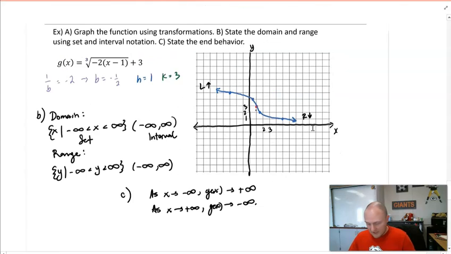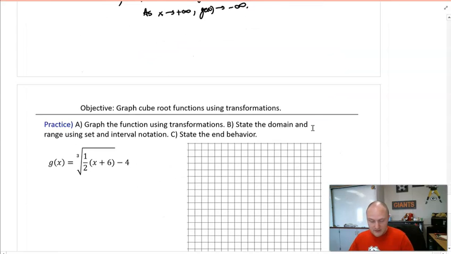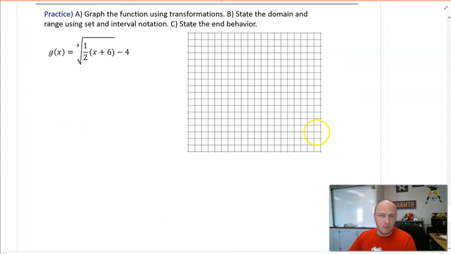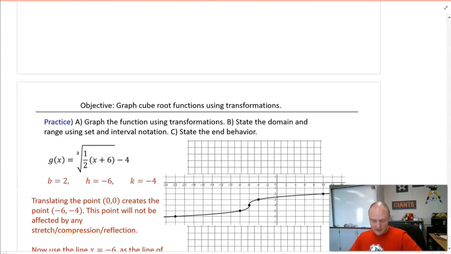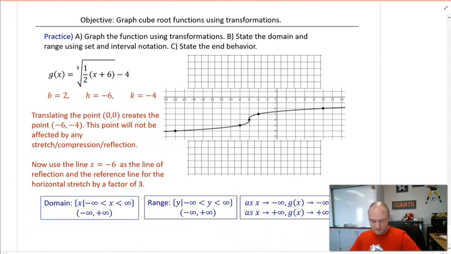I do have one last example for you guys. Please pause the video, identify your transformations, go ahead and graph, and then don't forget, state your domain, range, and the end behavior. Okay, hopefully you have paused the video and tried that example. Here is the solution.